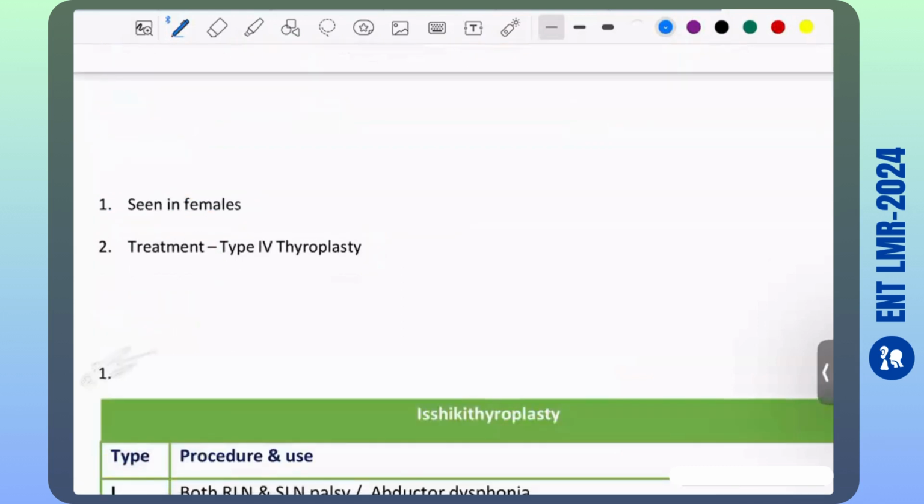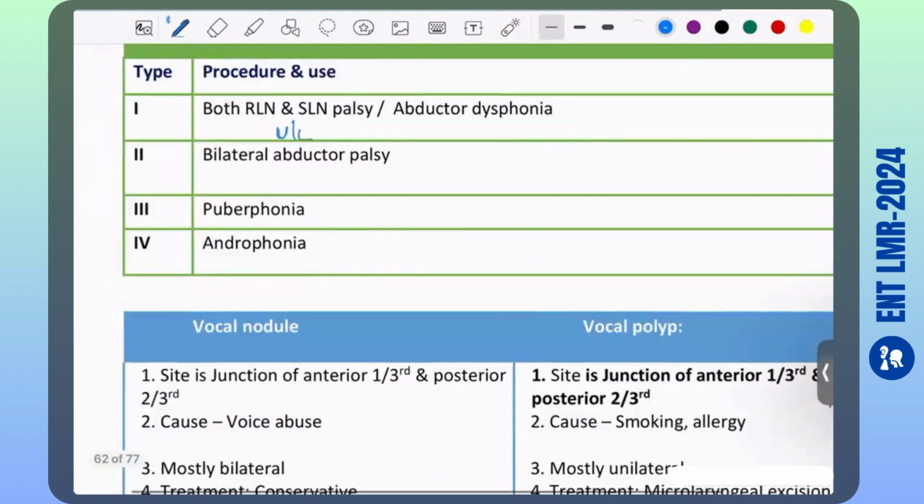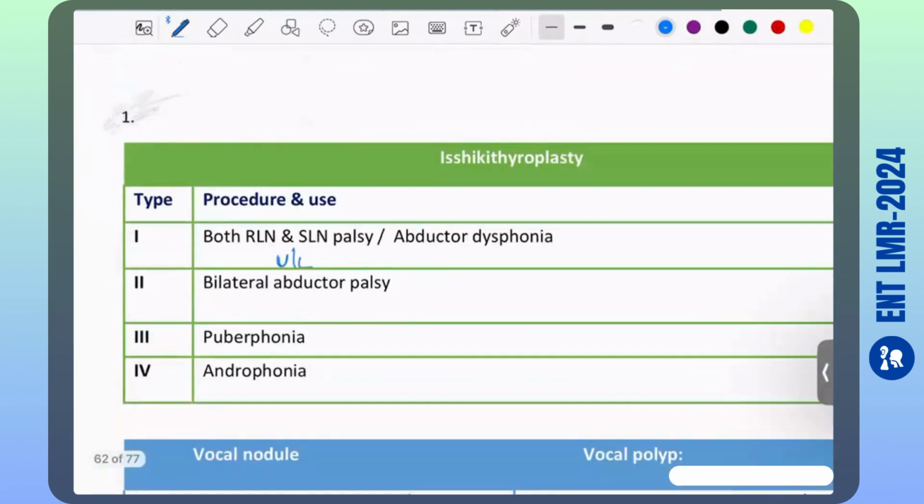Androphonia. Androphonia is seen in females. The treatment is type 4 thyroplasty. So Isshiki thyroplasty: type 1 is for abductor dysphonia and unilateral vocal cord nerve palsy. Type 2 is for bilateral abductor palsy. Type 3 is puberphonia. Type 4 is androphonia.